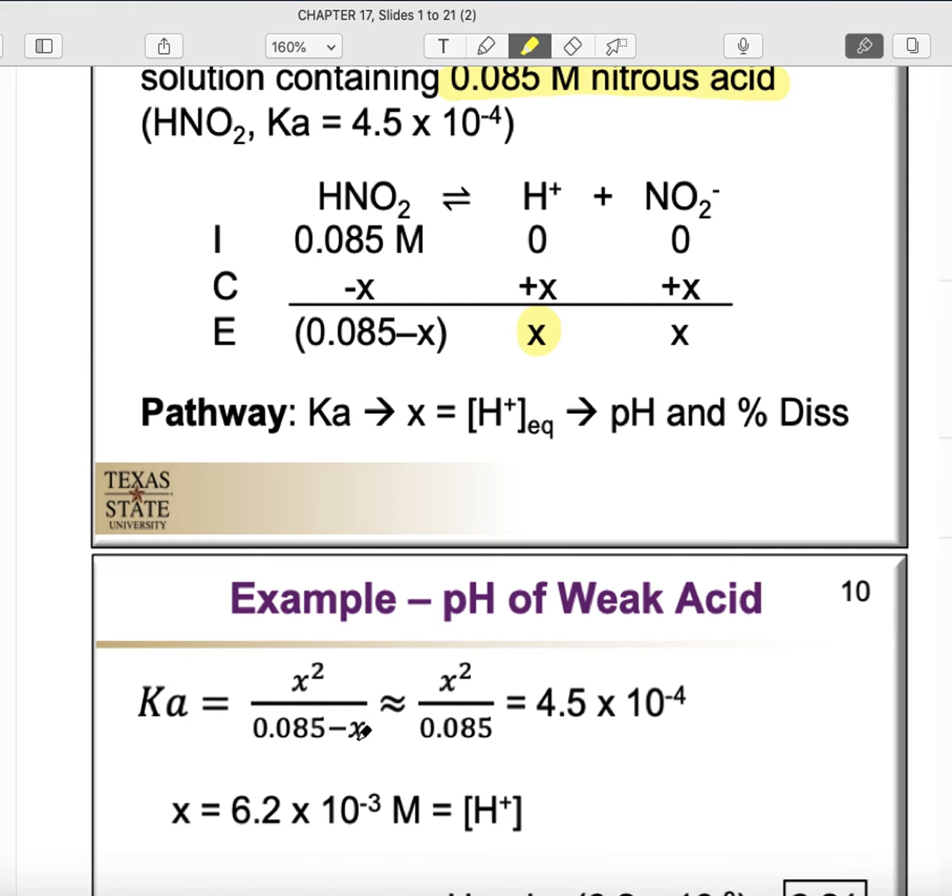Remember that whenever we make that assumption, we basically are going to be neglecting the amount of x that is being either added or subtracted. So in this case, I can go ahead and assume that this x that is being subtracted from the initial concentration is very small. And so because of that, my math basically simplifies to x squared divided by 0.085, and that's equal to Ka. From there, I can then solve for x squared, which is going to be equal to 4.5 times 10 to the minus 4 times 0.085. And then I take the square root of both sides and find my value of x.